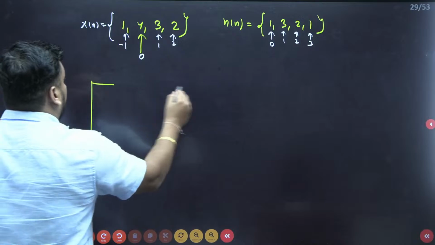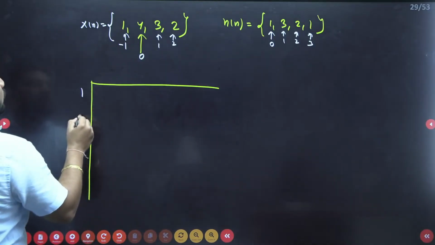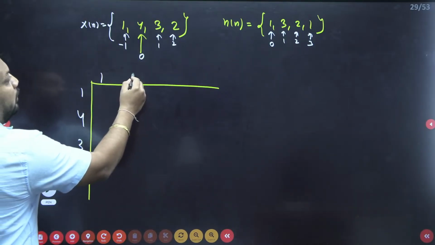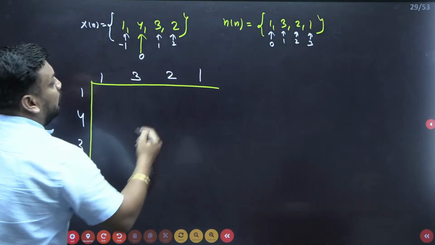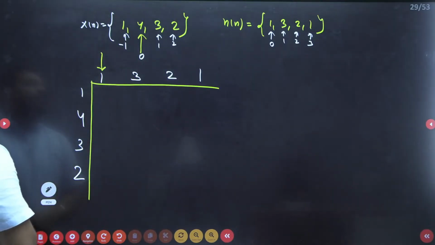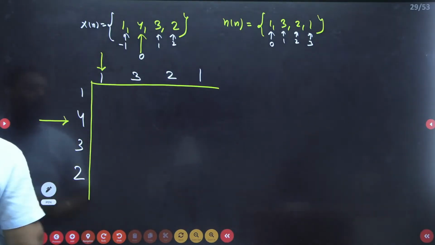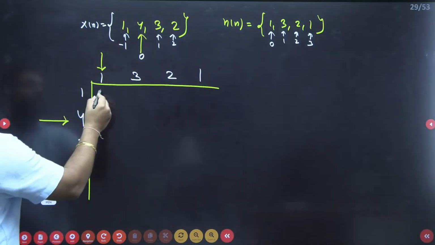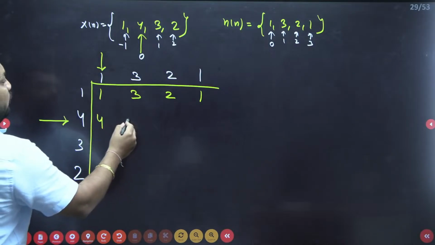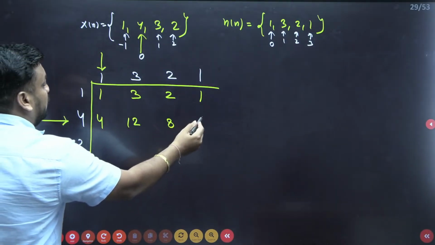Write the first sequence 1, 4, 3, 2, and here I am writing 1, 3, 2, 1. Because the origin is here, so here is 1, and 4 has the origin. When you multiply, you get 1, 3, 2, 1, and 4 times 3 is 12, 4 times 2 is 8, 4 times 1 is 4.